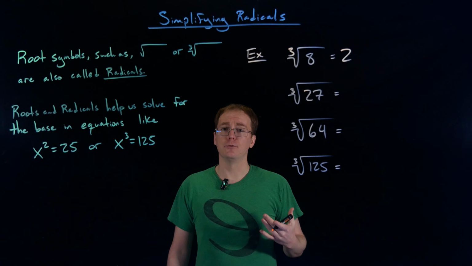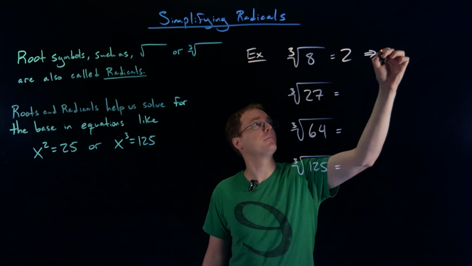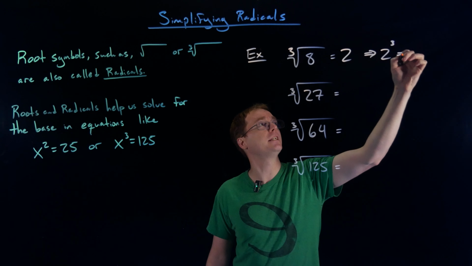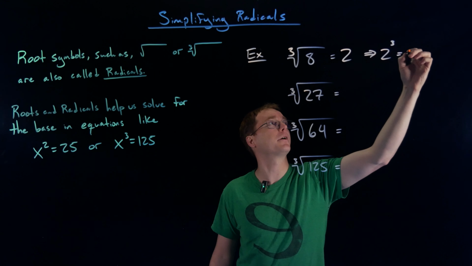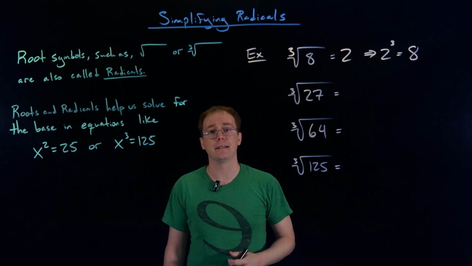So to evaluate the cube root of 8, we can write that as 2. We can check this because if we take the time to raise 2 to the power of 3, we should get the number underneath our cube root, or underneath this radical, and that will be 8, because 2 times 2 times 2 is in fact 8.